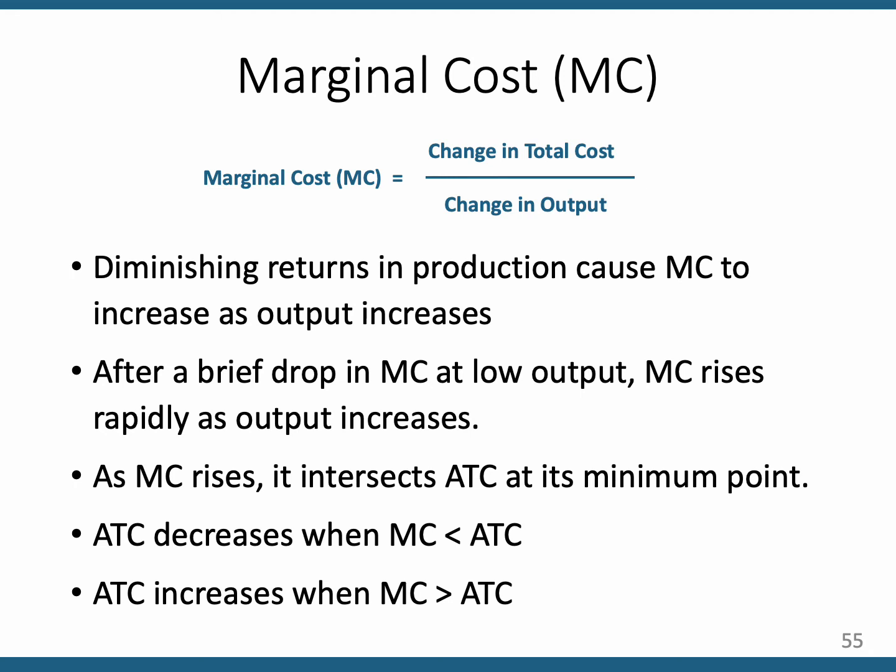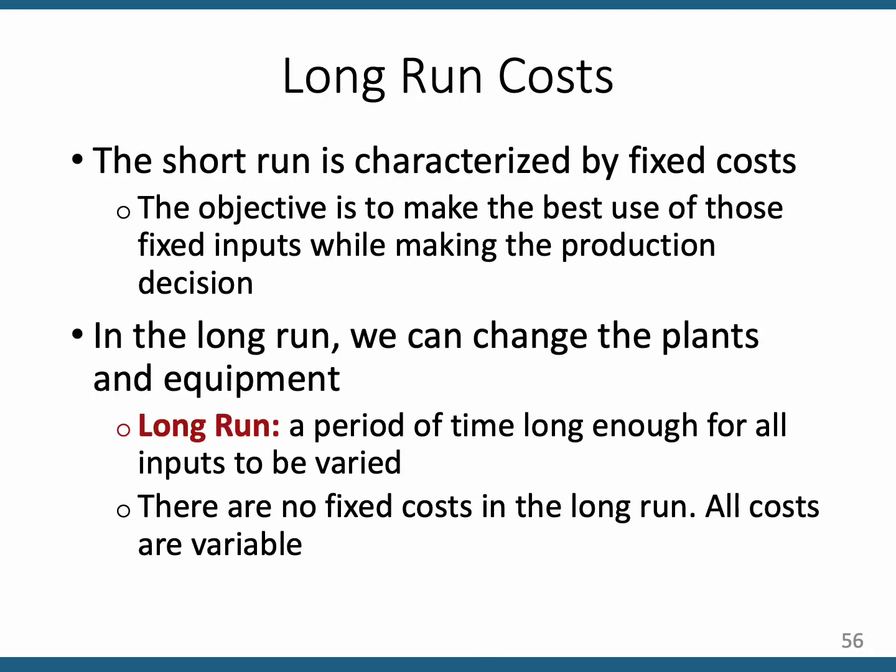All right? And marginal cost, again, intersects average total cost at its minimum point at the bottom of the U. And you can see an explanation for why that's the case. So far, you've been talking about the short run. Now let's think about the long run.